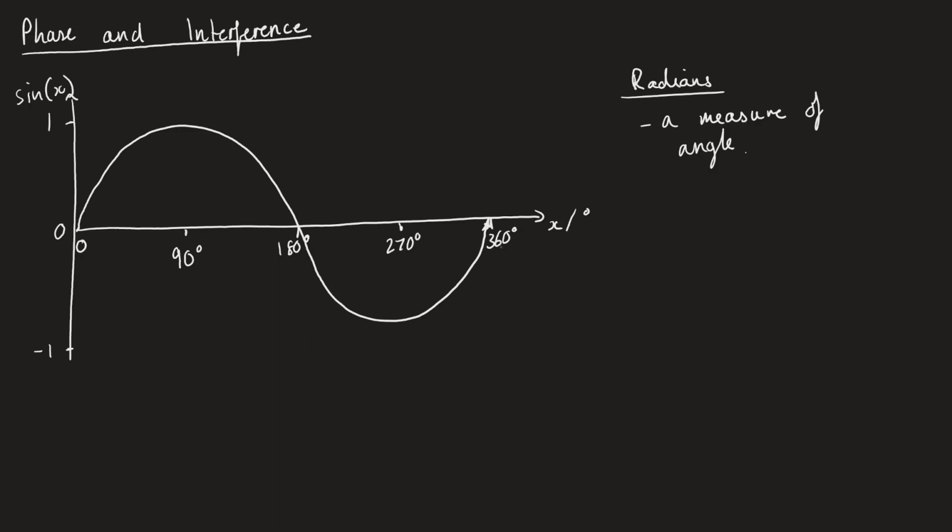So what we say is that there are 2 pi radians in, so this would be x in radians, so we call them rad. There are 2 pi in 360, which means there are pi in 180. We still have 0 here. This is going to be half of pi, and this is going to be 3/2 of pi. Now whenever we describe phase, we always use the radian system, because it's much more useful than the degree system.